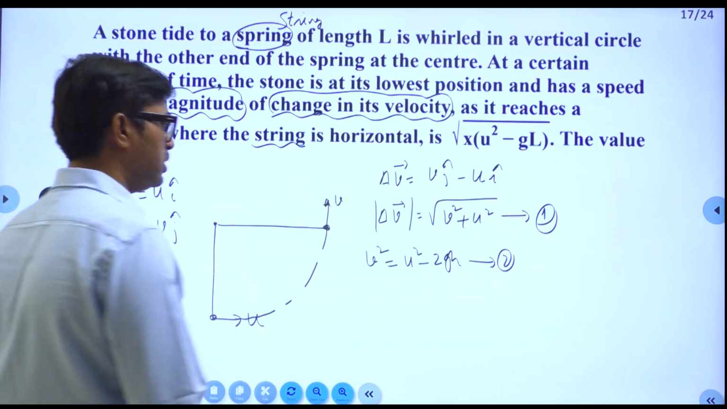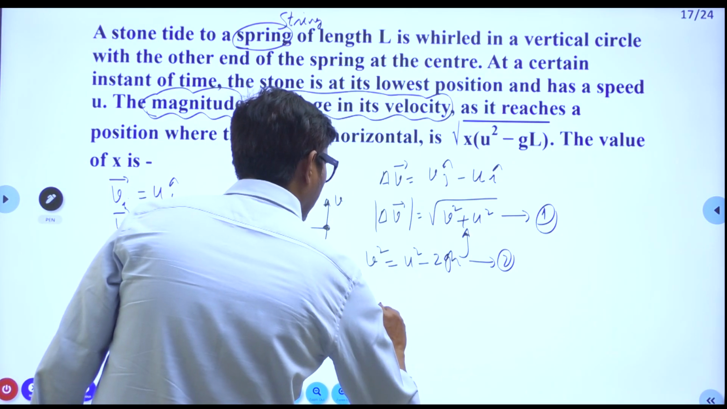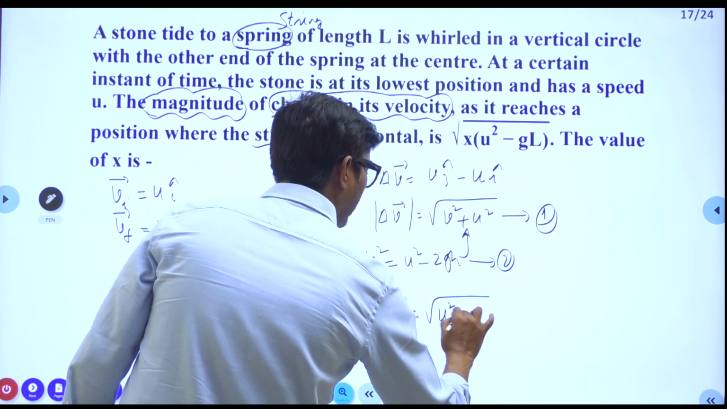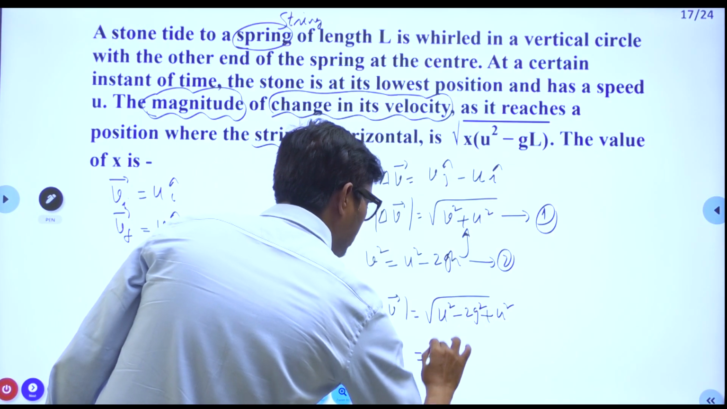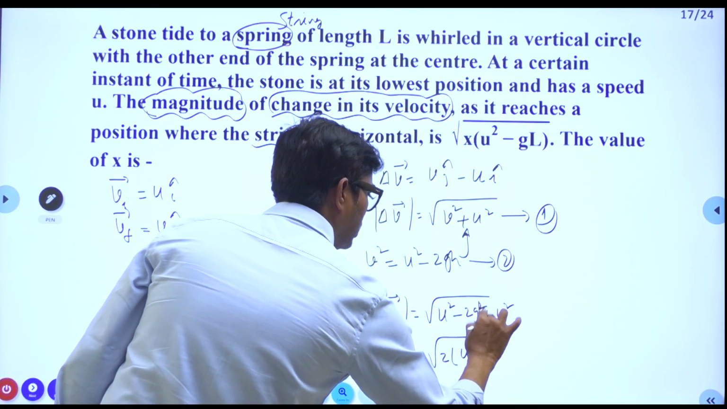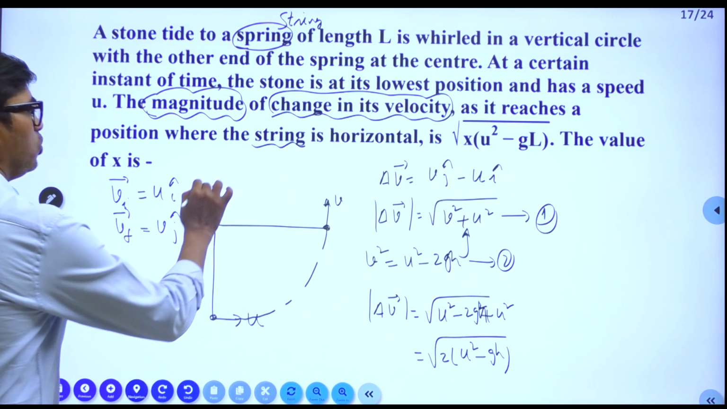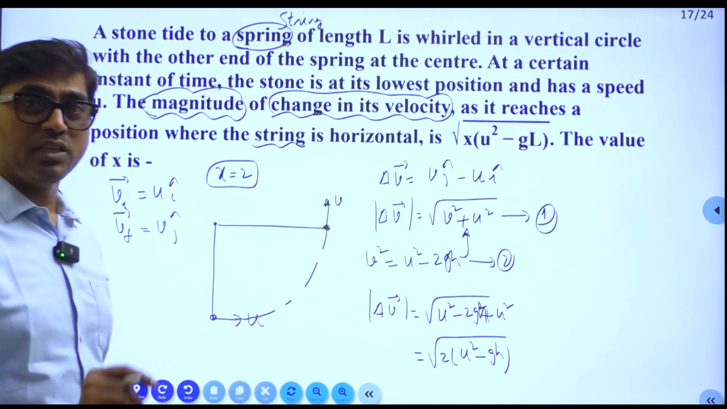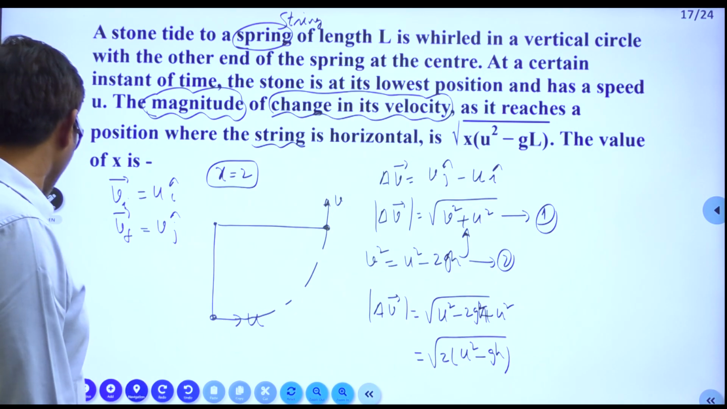u square minus 2gh. If I substitute there, what do I get then? So delta v magnitude equal to root over u square minus 2gh plus u square. So 2 times of u square minus gh. That means x equal to 2. So the trick here is not change in speed, they're talking about change in velocity. You got to be a bit careful there, otherwise it's a very standard problem.